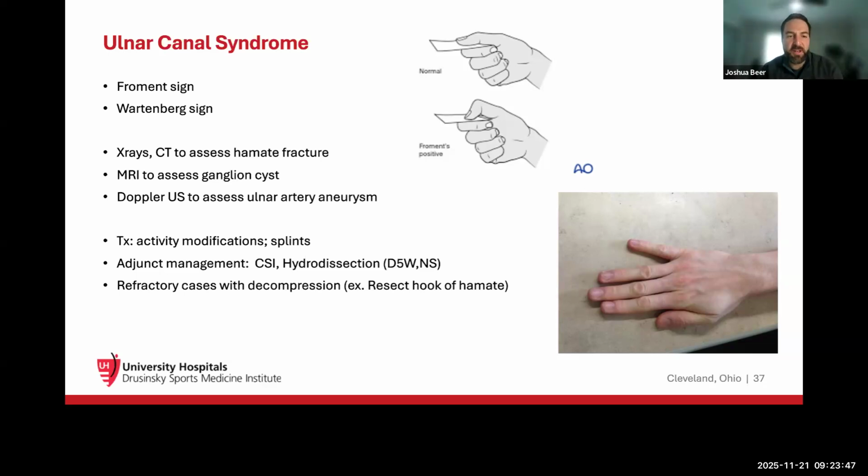Treatment is basically splinting and activity modifications. Similar to carpal tunnel, you can do a hydrodissection or a CSI. And then for refractory cases, you can go to surgery, where they'll offer to decompress it depending on what the cause is, like a hook of hamate resection. They might do an ulnar artery embolization if that's the cause.